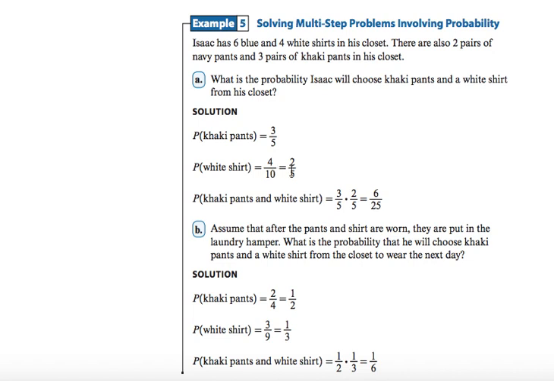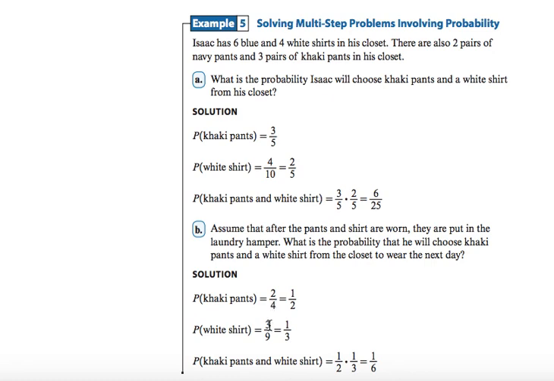To find that probability, you multiply those two together. 3/5 times 2/5 equals 3 times 2 is 6, 5 times 5 is 25. Here's your calculation for those specific categories. Notice the probability is put into those categories based on the comparisons of those things. And letter B, it said assume that after the pants and shirt are worn, they are put in the laundry hamper. What's the probability that you will choose khaki pants and a white shirt from the closet to wear the next day? Well, now you've got to change things because they're in the hamper. You've got a different total that's in the closet. Notice the khaki pants went from 3 out of 5 to 2 out of 4 because you lost both one of those probabilities and the total.